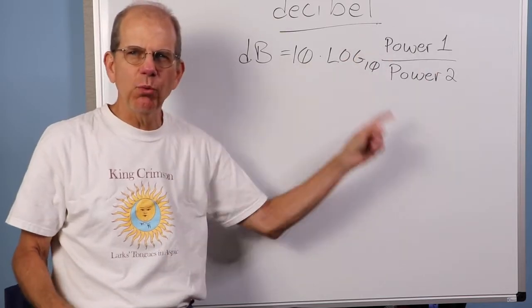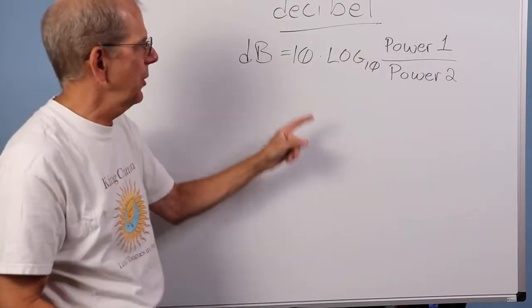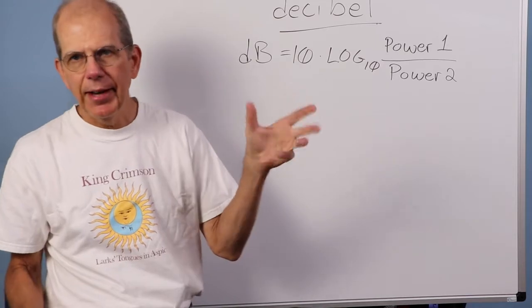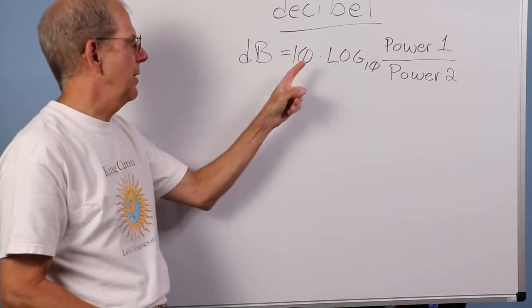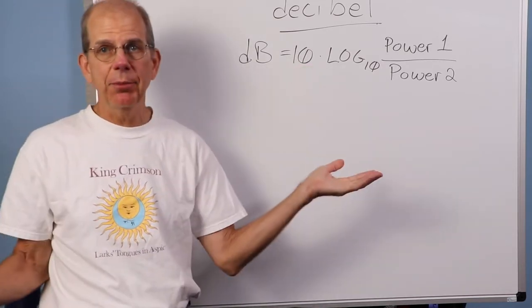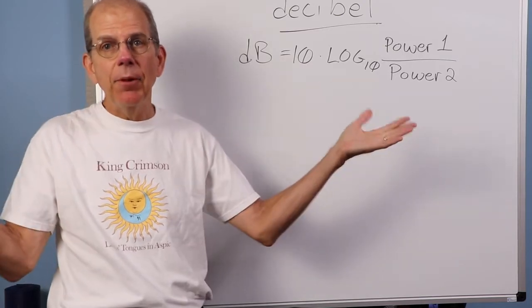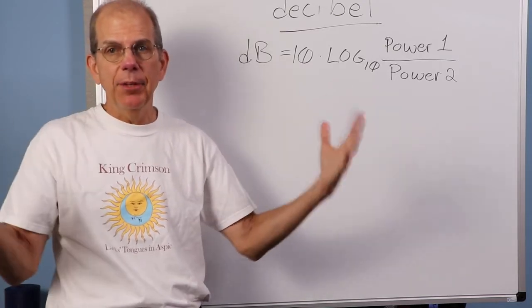It's just a ratio of these two things. So we would take the log base 10 of that, you could use a little calculator. And then multiply that by 10, we have a value in decibels. That simple, okay? It's really that simple.